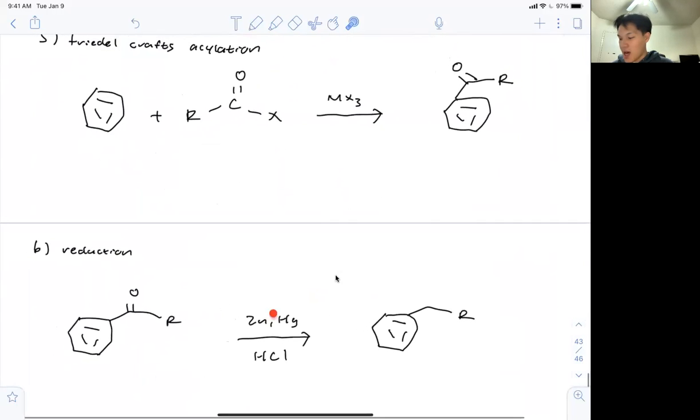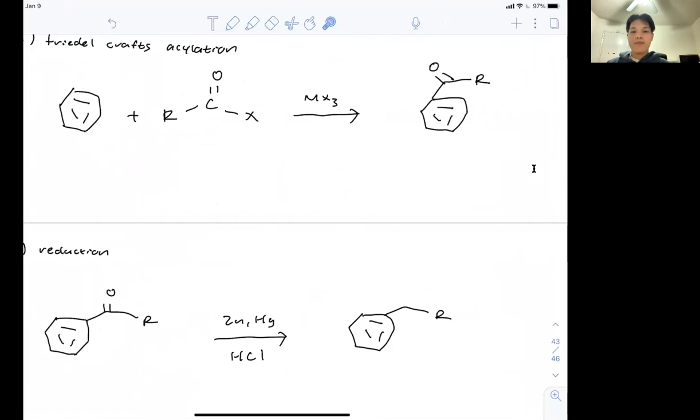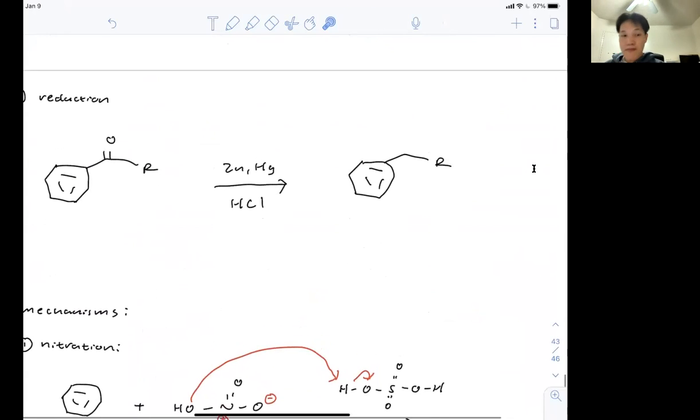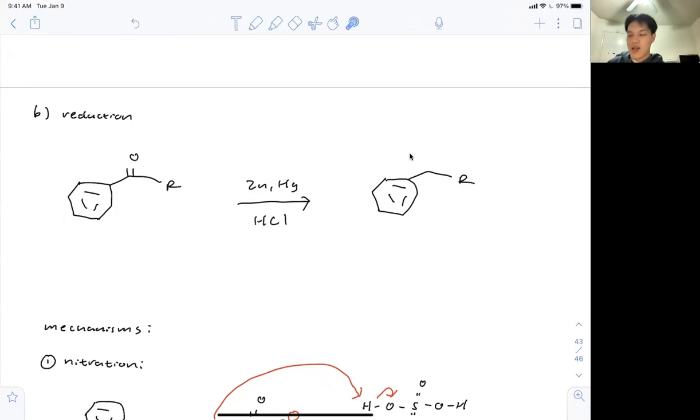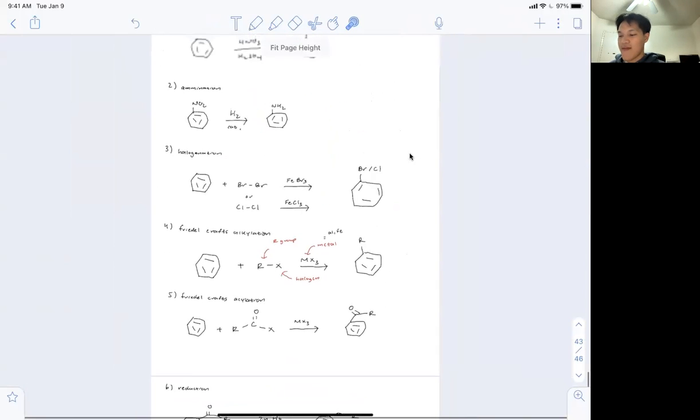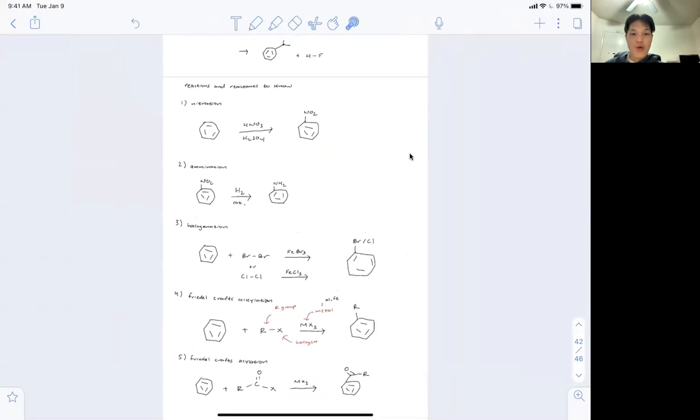So then our next one is going to be reduction. So zinc and mercury under hydrochloric acid. So we have this Friedel-Crafts acylation product, this carbonyl group. And if we react it, we get rid of that carbonyl group and we're left with a methyl group, right? And with whatever R group there is, okay? So I hope that was able to help. Let's go into some mechanisms, right? So again, I told you that these are just some stuff that you have to know, but some of them do have mechanisms that I think should be helpful for you.